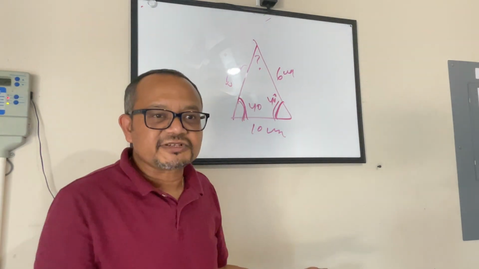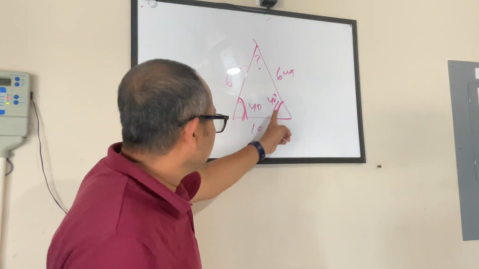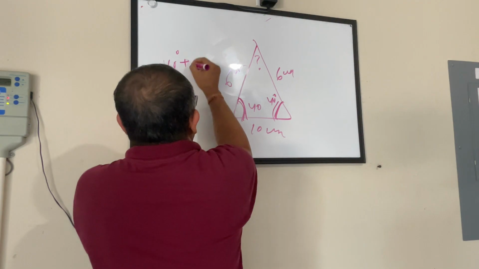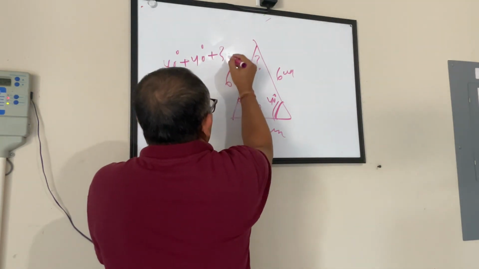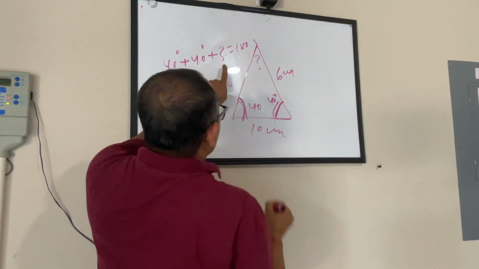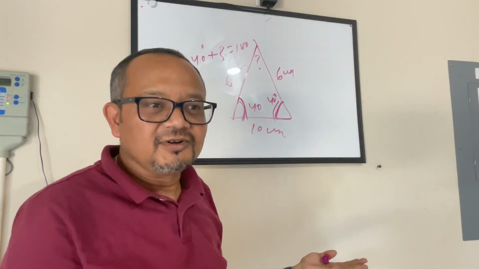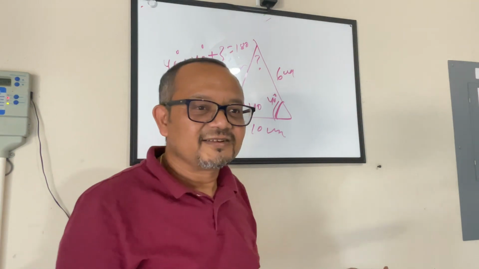Now, there is no mystery, no magic here. You have two angles and the third angle. So 40 plus 40 plus something equals 180. This something is what you have to find. No brainer, right? Yeah?